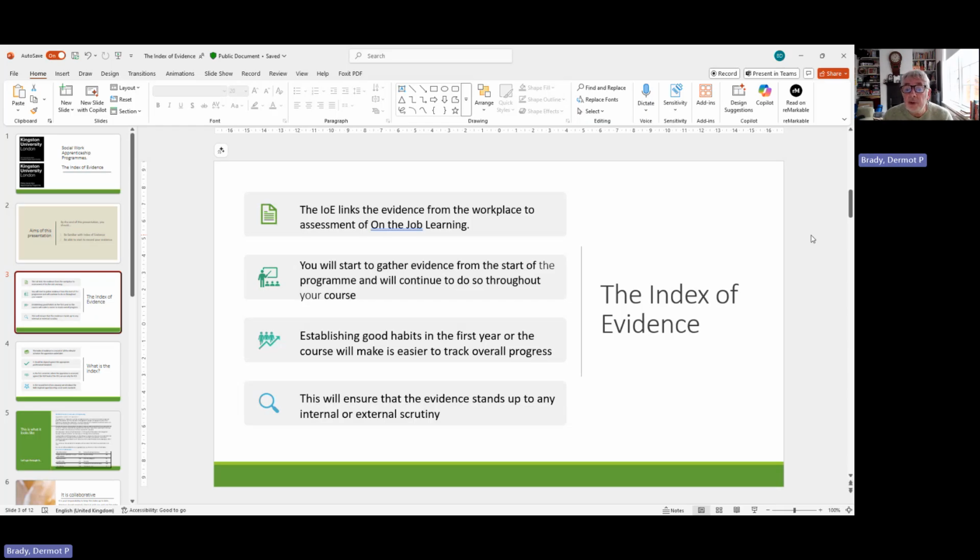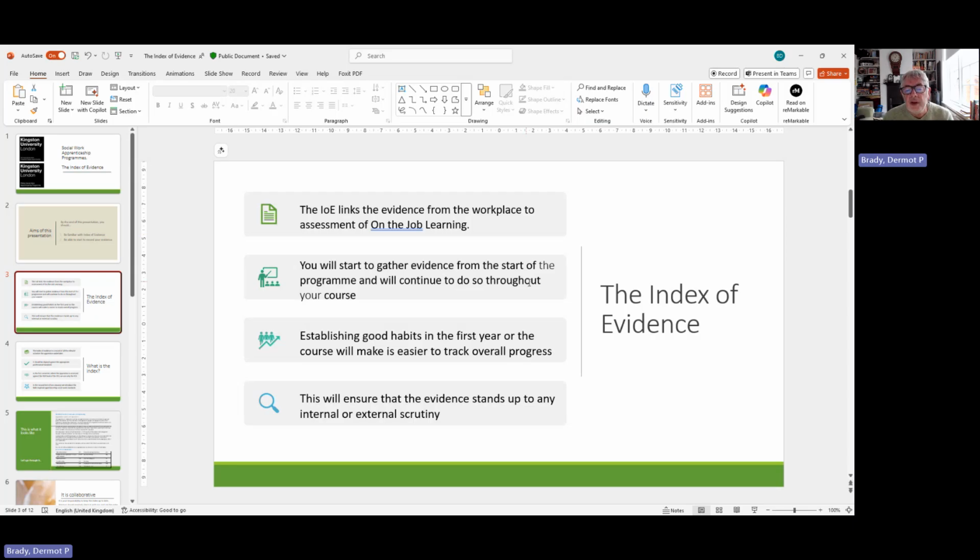And so if you establish good habits in the first year, this will make it easier to track your progress overall and will also make your own life easier. There is nothing worse than the anxiety of lastminute.com. So if you get used to doing it on a regular basis, life will be much easier.